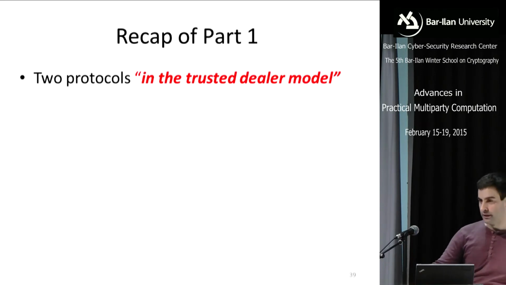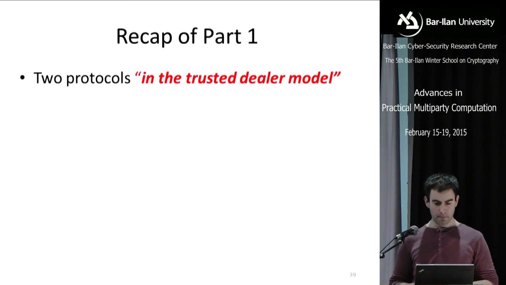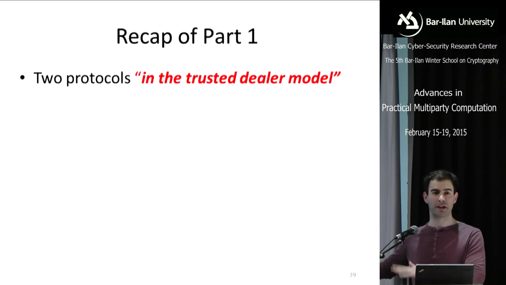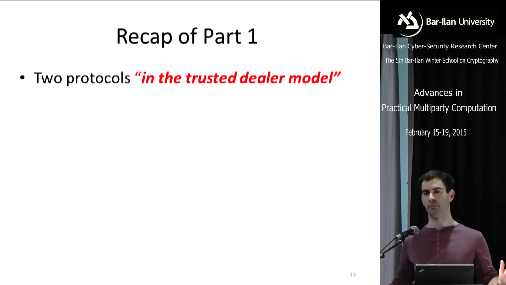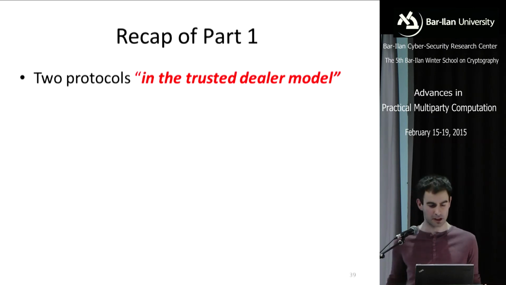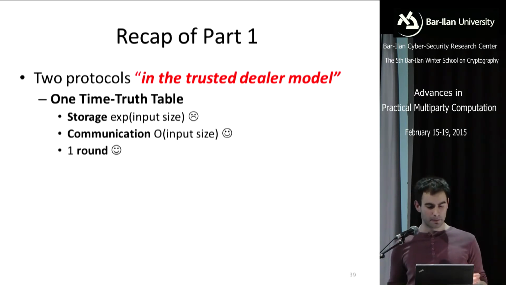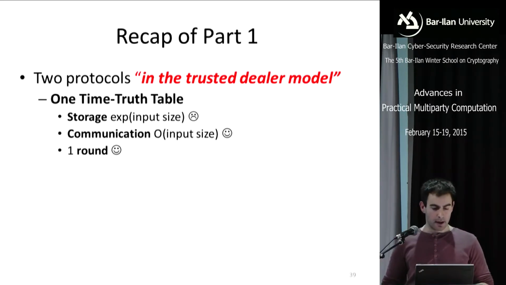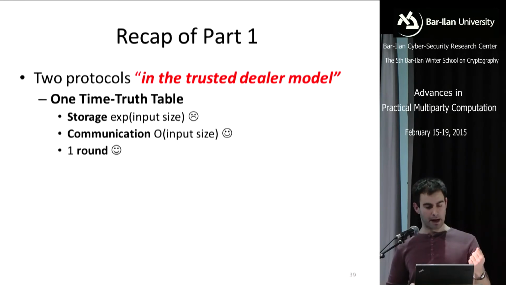So this is the end of part 1. What did we learn in part 1? In part 1, we've seen two protocols in the trusted dealer model. We used almost no cryptography. Only at the end I used this hash function. Otherwise, this was all things that you can teach to someone in high school, because it only uses addition and multiplication. We have these two protocols, the one-time truth table protocol, which is bad because it uses exponential storage in the input size, which means you cannot use it for functions with big inputs. But if you want to securely evaluate some function on small inputs, 8 bits, 10 bits, why not? The communication is very good, and it only takes one round.